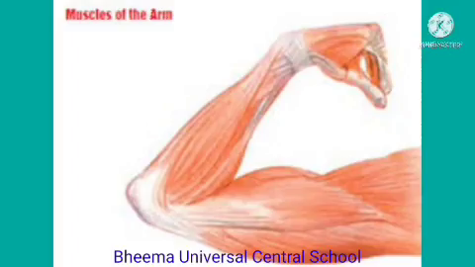When one of them contracts, the bone moves in that direction and the other muscle relaxes. To move the bone in the opposite direction, the relaxed muscle now contracts to pull the bone to its original position. A muscle can only pull, not push. Both muscles should work together for a bone to move.